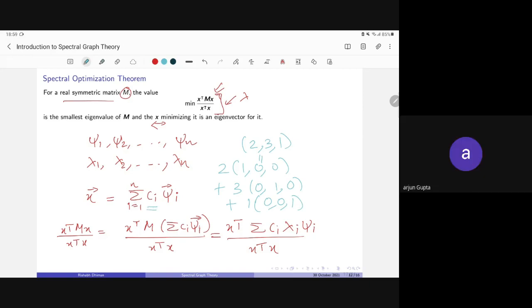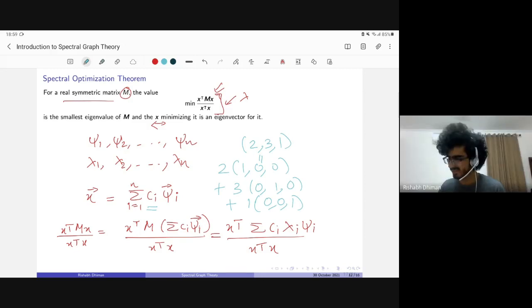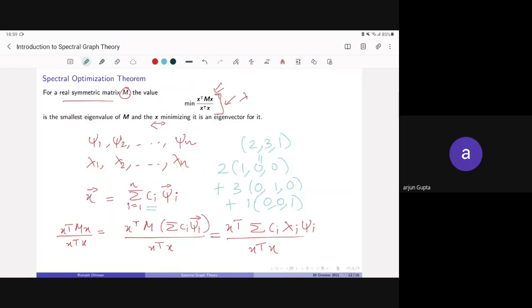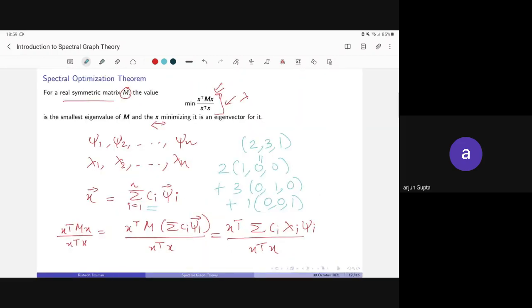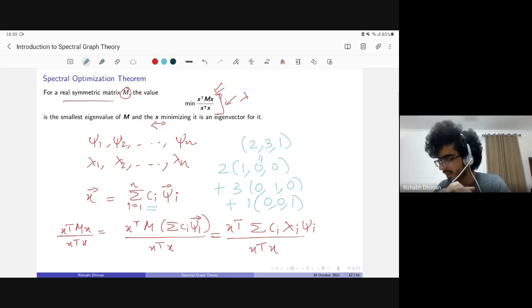Okay. Yeah. But this time there is a combination of psi 1, psi 2, and how will the combination of psi 1, psi 2 eventually lead to x? Like x is any random vector. Right, right.